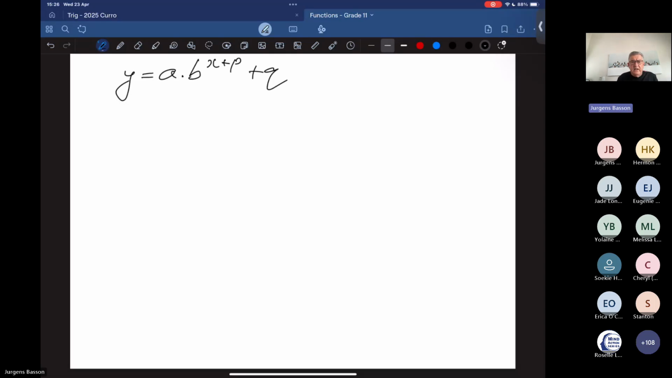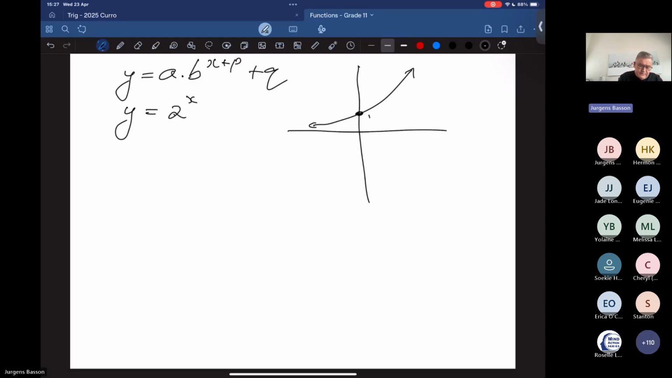And as you can see, an exponential function has got 4 parameters, a, b, p, and q. So b is the base. I want to start there. If I start with 2 to the x again, and we just quickly sketch that graph, which looks like that more or less, then I want to have a look at what will happen if I change a. So I say 2 times 2 to the x. So I put the a in front of it.